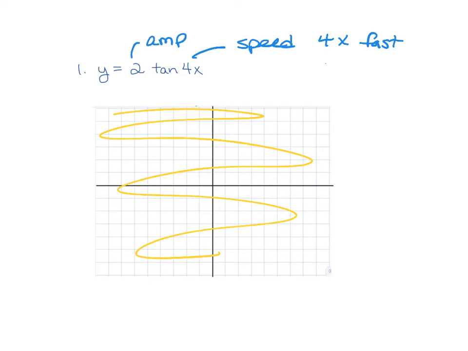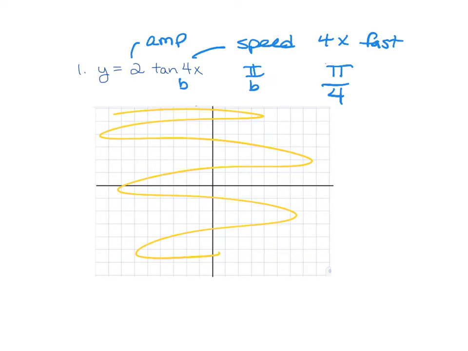So again, remember, the normal cycle is pi. This 4 is your b. So we're doing pi divided by b. So I'm doing pi divided by b, which is 4. Now my cycle, instead of being completed in pi, which is 180, now I'm going to be able to complete it in pi over 4, which is 45. So this is a lot faster.